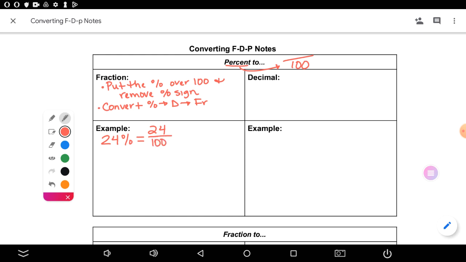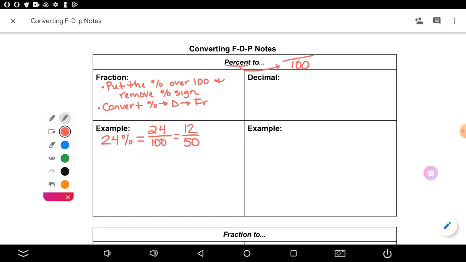And then decide, is that my best answer? Maya, what goes into both of those? 2 does. If I reduce them both by 2, what would I get, Maya? 12 over 50. Is that my best answer? No. What can I reduce by again, Brady? 6 and 25. But it has to be the same thing.